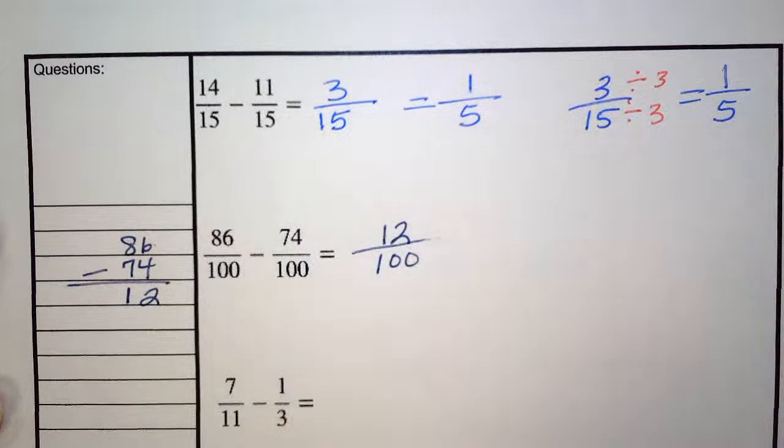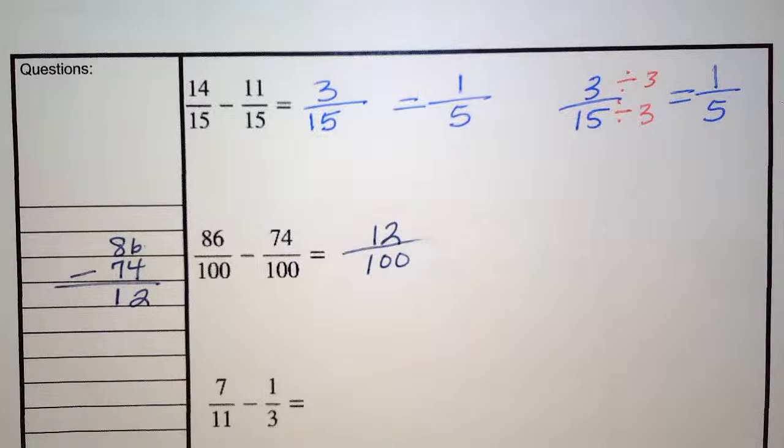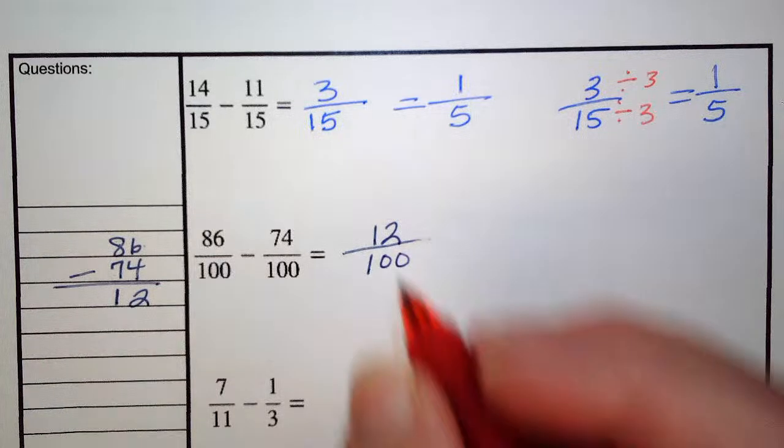Okay, and what is the greatest common factor of 12 and 100? I know that 2 goes in. The question is, will 4 go in? Because if 4 is a factor of 12, 100 divided by 4, if I have $1, I've got 4 quarters. So I know that I can divide top and bottom by 4.